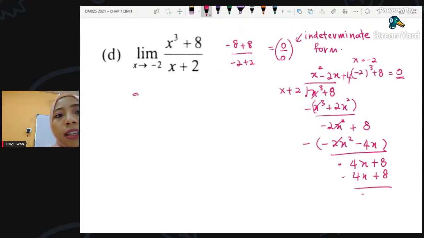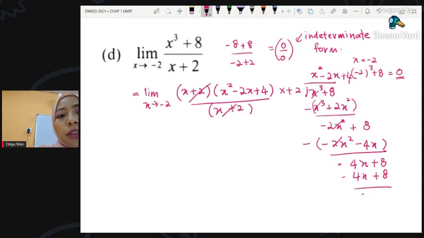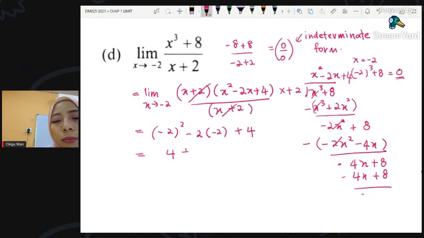So basically, limit as x approaches negative 2 of x plus 2 times the factor x squared minus 2x plus 4, over x plus 2. Now you cancel out. So if you straight away substitute negative 2 squared minus 2 times negative 2 plus 4, what is the answer? 4 plus 4 plus 4 will give us 12.